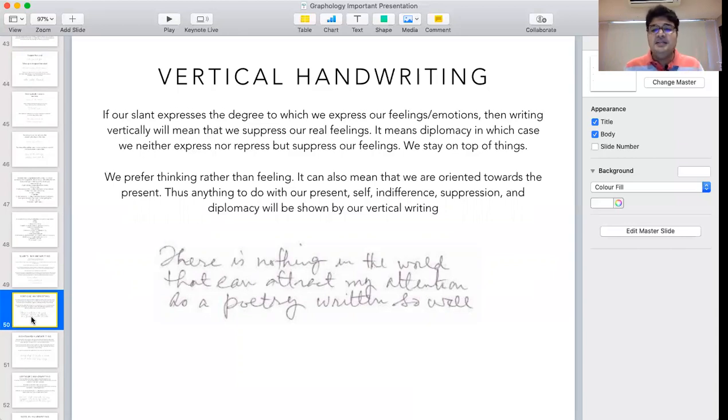Thus, anything to do with our present, our self, complete indifference, suppression, and diplomacy will be shown by our vertical writing. Basically, this particular kind of person is just concerned with the present moment. All right. And that person will think about oneself, right? Rather than expressing, they go into an overthinking mode as well. At times, extremely diplomatic in nature.